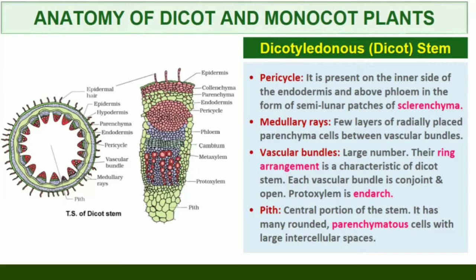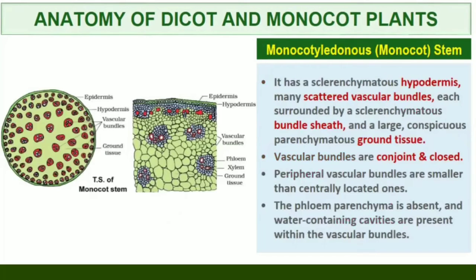A large number of rounded, parenchymatous cells with large intercellular spaces, which occupy the central portion of the stem, constitute the pith. Second is monocotyledonous stem. The monocot stem has a sclerenchymatous hypodermis, a large number of scattered vascular bundles, each surrounded by a sclerenchymatous bundle sheath, and a large, conspicuous parenchymatous ground tissue.